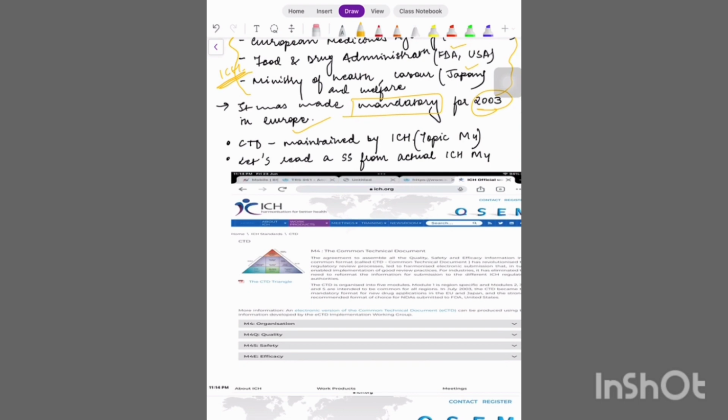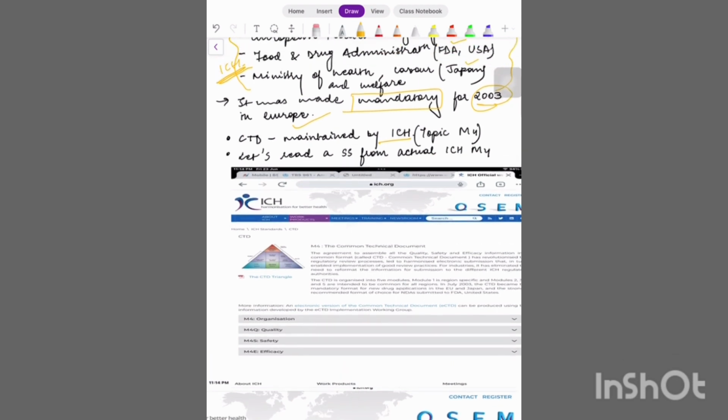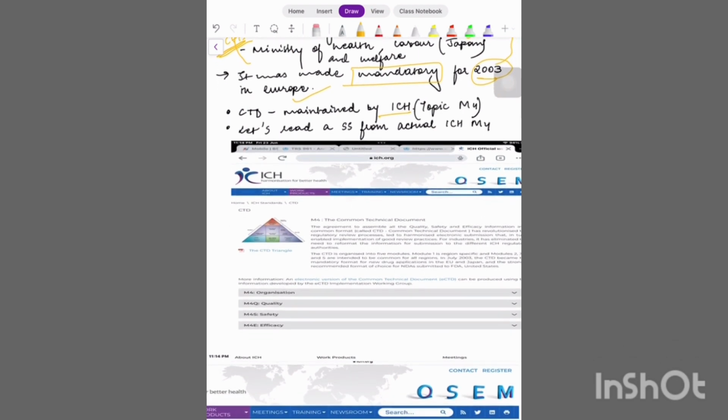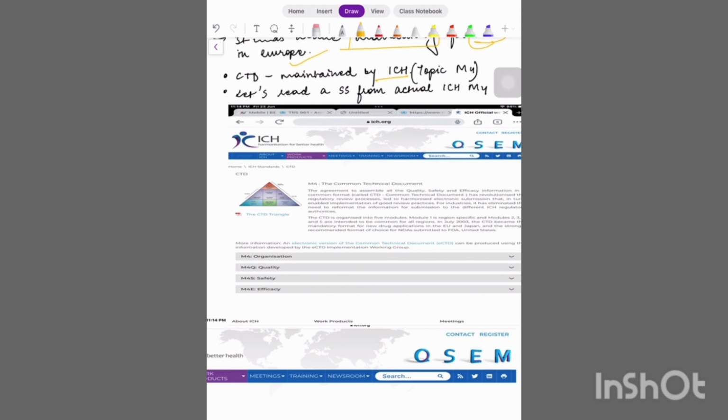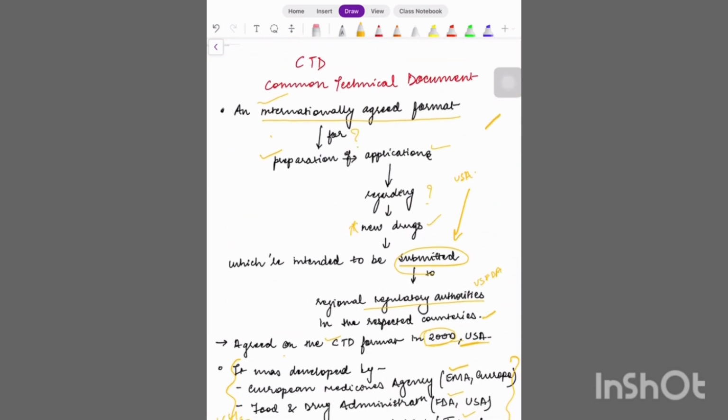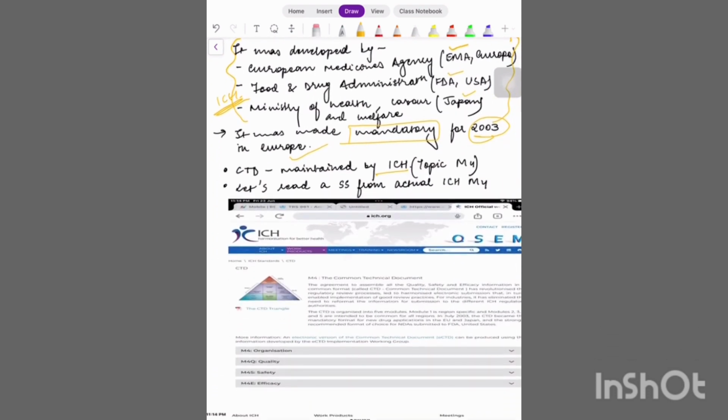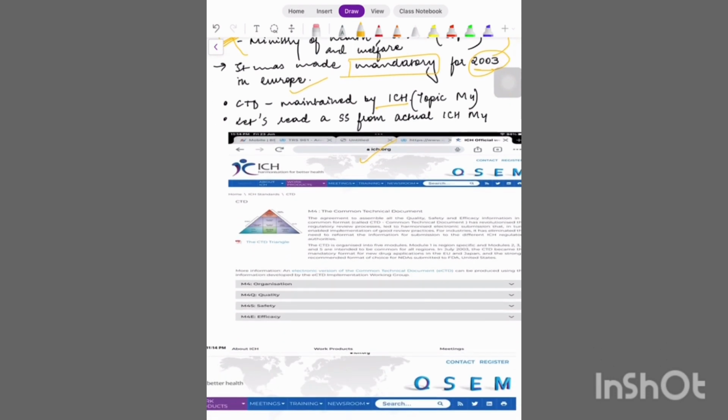CTD is maintained by ICH, and this is an actual screenshot I've taken from ICH M4. It's very important for you to cross reference such topics from the actual sources. So if CTD format was brought forward by ICH, then you need to go to ICH. Simply search ICH guidelines on Google.